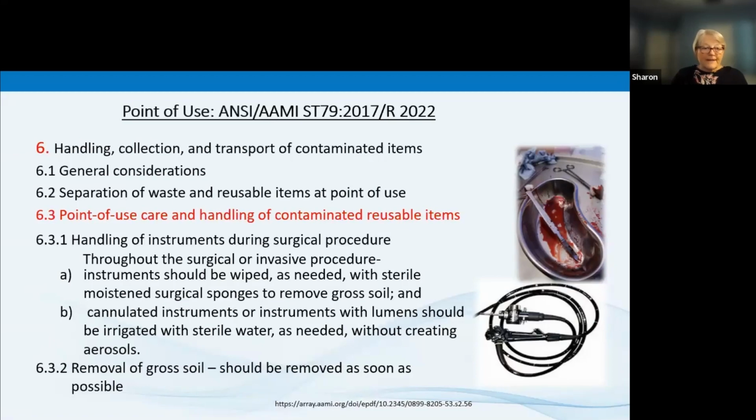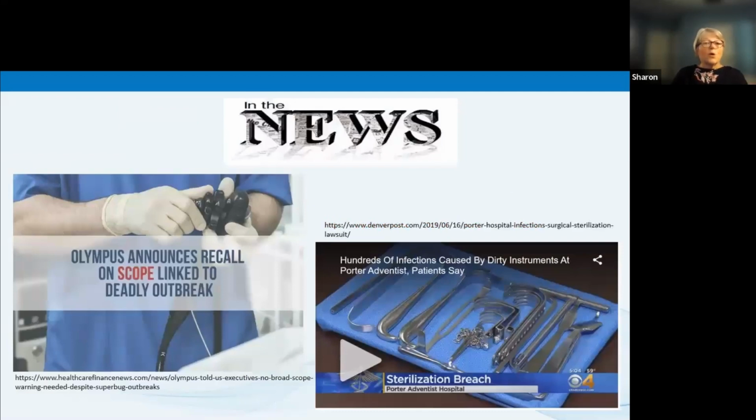Okay, next slide. Okay, so point of use cleaning isn't a theoretical practice or just something infection preventionists or the SPD folks talk about. And this is important for those of you who don't follow it or you're unsure. If you're not following ANSI-AMI Standard 79, you can have serious negative outcomes on patients and facilities. I have 2 examples on this slide.